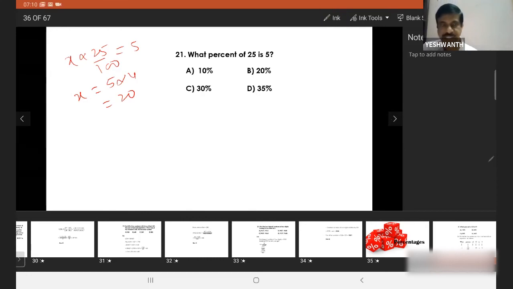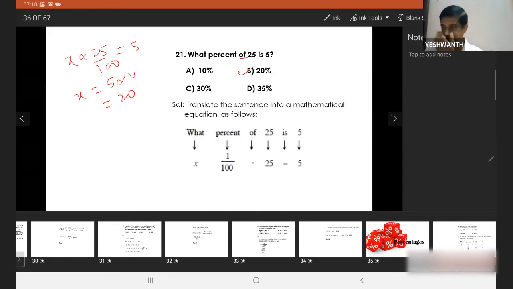So the words itself will give us the meaning. What means unknown, X. Percentage of means multiplication. 25 means 25 percentage, isn't it? So 25 by 100 equal to, is means equal to 5. So this is the language, mathematical language. So answer is 20 percentage.